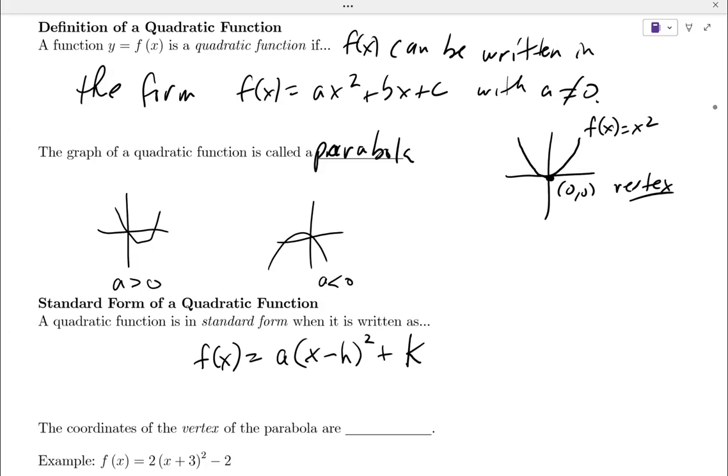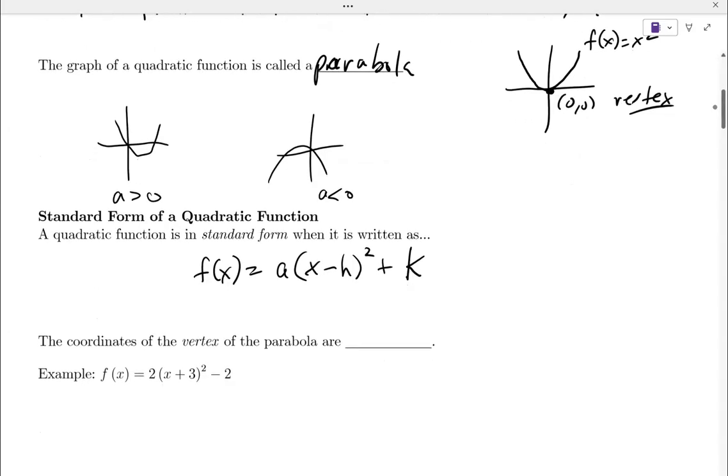If h is positive, then I'm doing x minus something, so it goes right. If h is negative, then we're doing x plus something, it goes left. Right? It does the opposite of what you'd think it would. We talked about that before. All right? This is going to go up k units if k is positive, down k units if k is negative. Right? So when it's in standard form, the coordinates of the vertex are going to be h comma k.